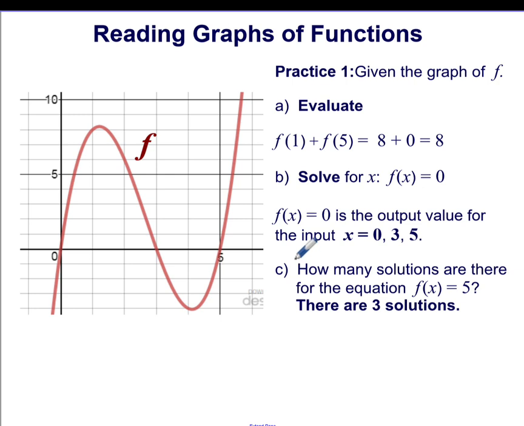For part C, we want to know how many solutions there are when f of x is equal to 5. We don't want to know what the solutions are, we just want to know how many. So I'm going to draw a vertical line where f of x is equal to 5. I'm sorry, I mean a horizontal line. So I added a horizontal line at f of x is equal to 5, also known as y is equal to 5. And I noticed that the line crosses the function 3 times, here, here, and here. So there are 3 solutions for f of x is equal to 5.